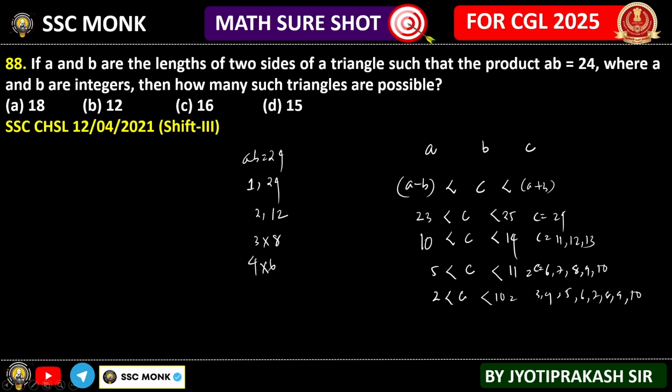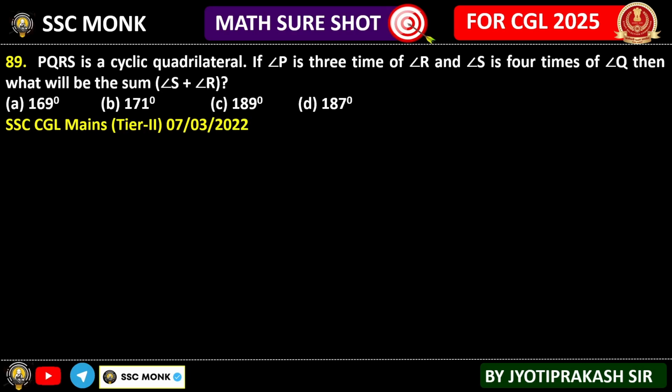So if I calculate all this, how many possible values are there? The total count is equal to 16. So 16 possible values are there. Next, PQRS is a cyclic quadrilateral. P is 3 times of R and S is 4 times of Q. So let's say this is a cyclic quadrilateral like this.